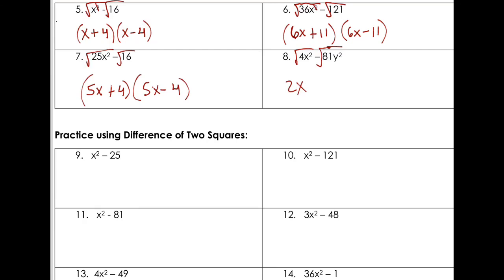Square root of 81 is 9, and then the square root of y squared, remember guys, all it does is cancel those squares, is y. So I have 2x plus 9. What do we have next? 2x minus 9y.